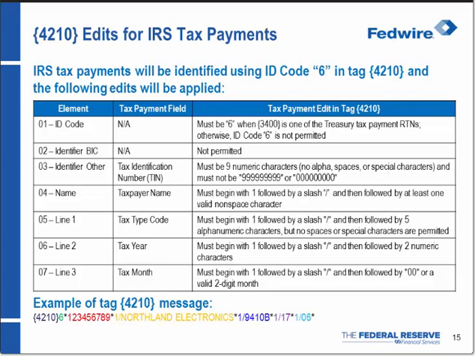The next data element is for the tax year. That'll have to be 1 followed by a slash and then 2 numeric characters representing the year. And then finally, the last data element would be for the tax month, and that will be a 1 followed by a slash, and then it'll be followed by either 00 if you don't know what the month is, or by a valid 2-digit month. And then at the bottom of this slide, we show an example of what it would look like in the actual raw Fedwire format.